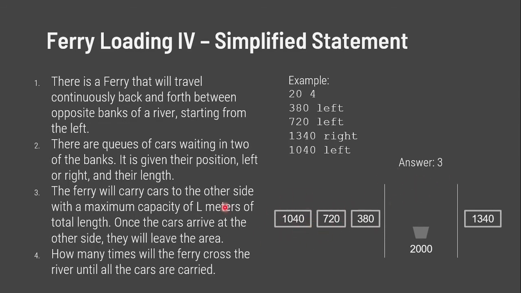Okay, so in this case, what's the answer? The ferry will start from the left. The ferry can carry 380 and 720. 1040 cannot be carried anymore because then the total will exceed the maximum capacity. Then the ferry will be at the right. So this time it will carry the 1340 to the left. And finally, 1040 will be carried to the right. So the total number of times the ferry crossed the river is 3.